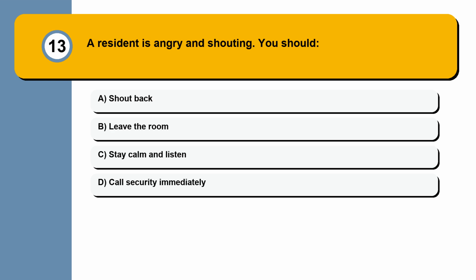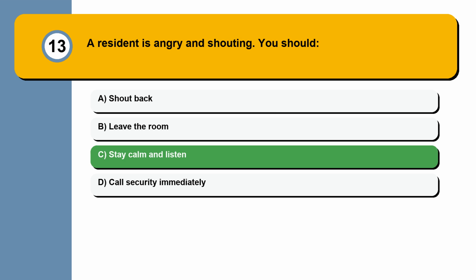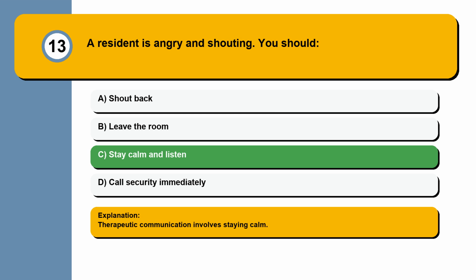Question 13. A resident is angry and shouting. You should shout back. Leave the room. Stay calm and listen. Call security immediately. Therapeutic communication involves staying calm.